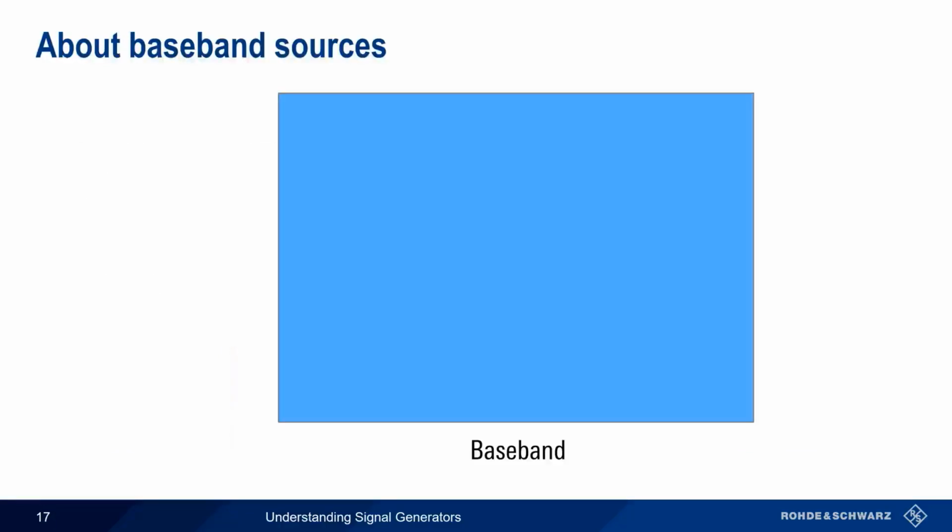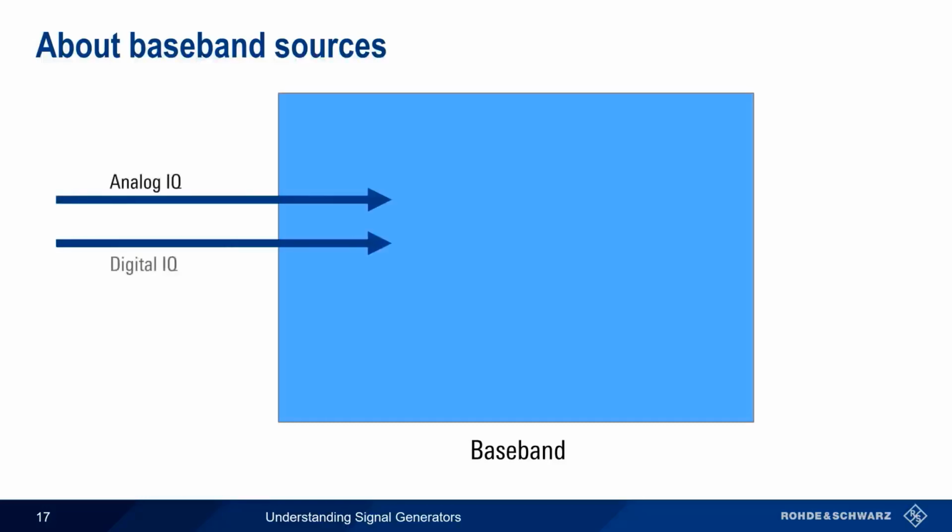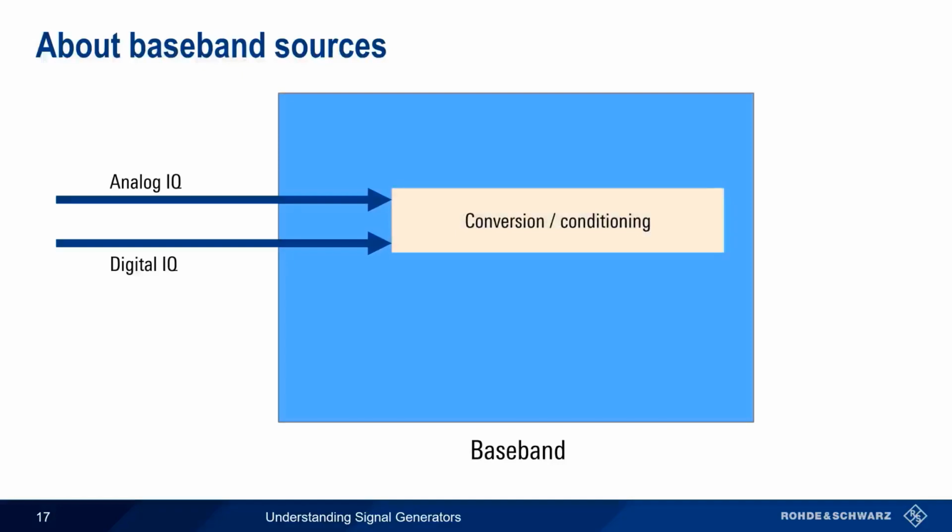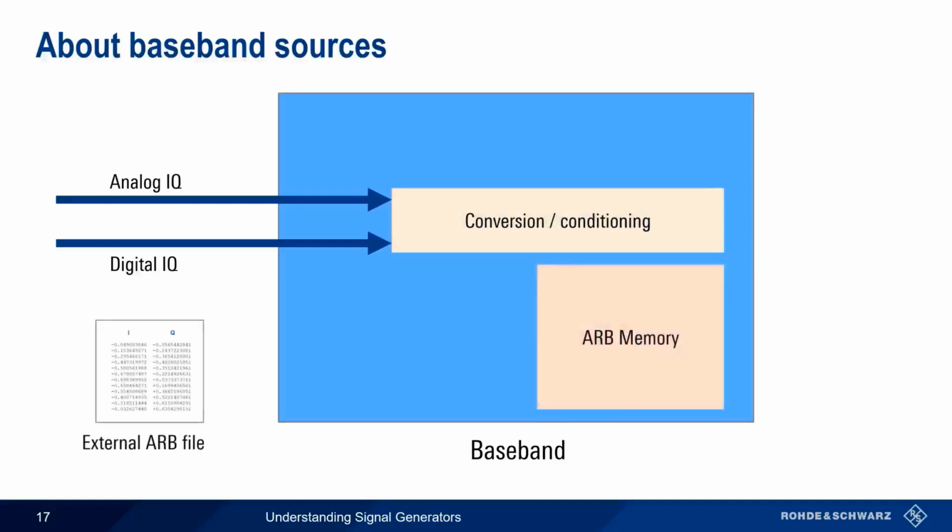The next question is, how are baseband signals created? Recall that we use the term baseband to describe IQ data before it's converted to RF using the IQ modulator. We can obtain this baseband data in real time from an external source in either analog or digital format, although some conversion or conditioning may be required. We can also create an arbitrary waveform or ARB file externally and then load it into the vector signal generator's ARB memory, usually either via a LAN connection or USB.